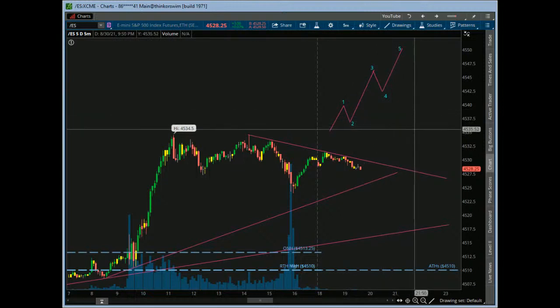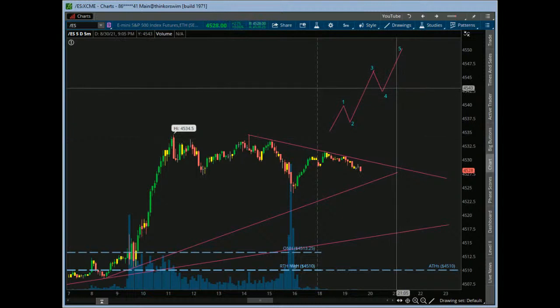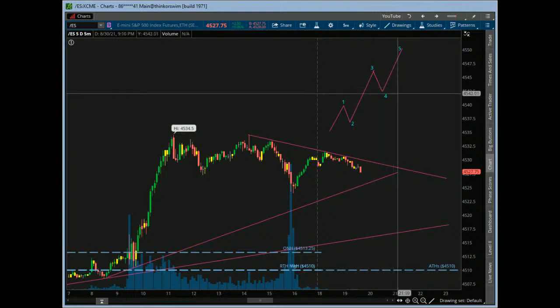And then of course there are some complex corrections, like the WXY, which we talked about just a couple of weeks ago. Those are 3, 3, 3s, and usually lead to some sort of more extended correction, so you get this double movement to it. But ultimately that's it, guys. An ABC correction is either a wave 2 or wave 4 pullback.